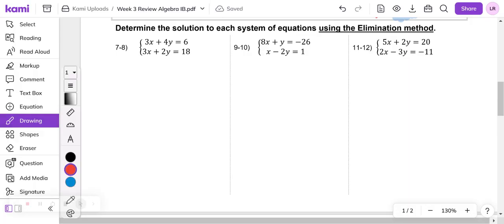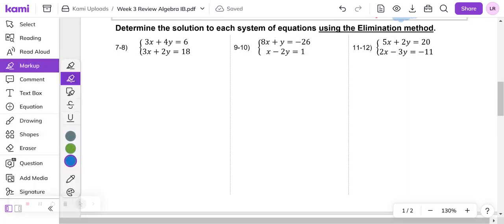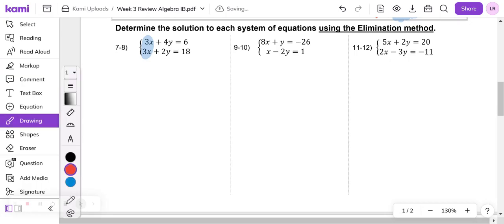So when I look at number 7, 8, what I notice immediately is that I have a 3x and a 3x. Those are the exact same value for my two equations. So since those numbers are the same, I'm going to subtract my equations. My personal preference, if I'm going to use subtract, is I just go ahead and change the signs, so that I can visually see what I am doing.